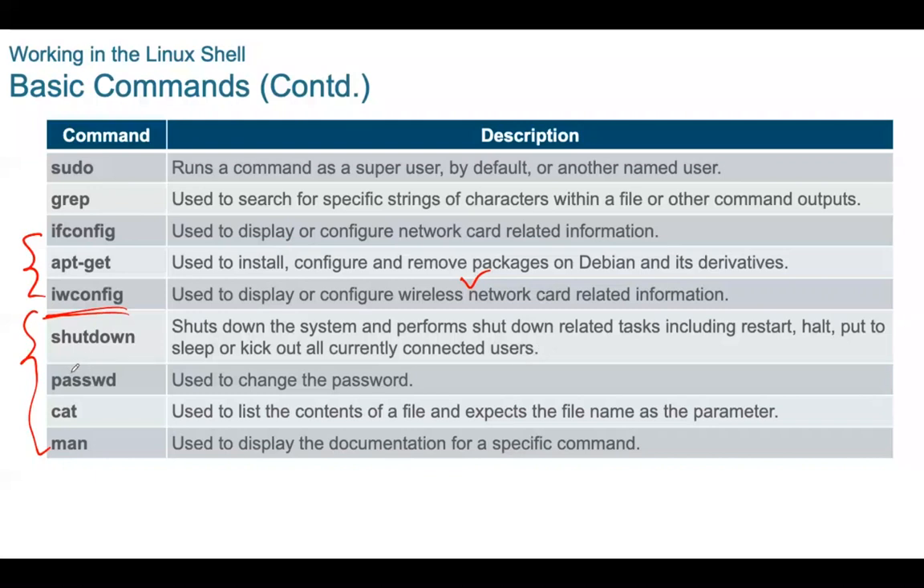And the shutdown command is used to shut down the system or perform shutdown-related tasks. For passwords, we use passwd, which is used to change the password. To list out whatever content is inside a file, we use the cat command. And to get help, we use the man command. This man command documentation specifies all these commands which are available on that particular operating system.